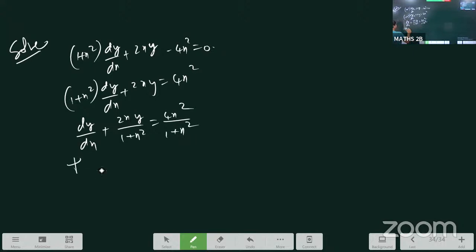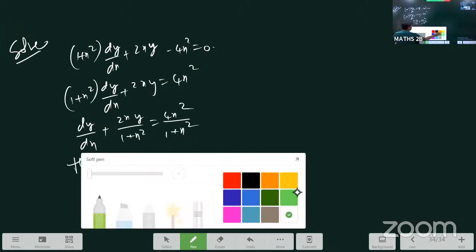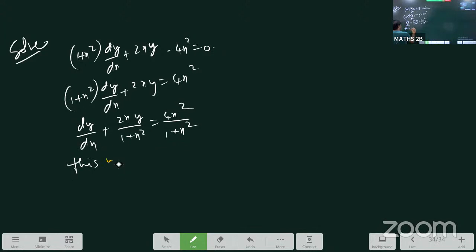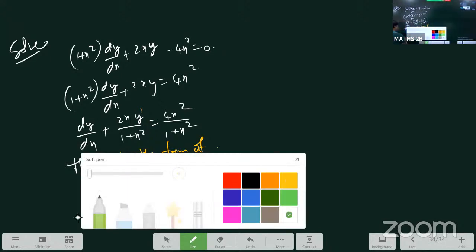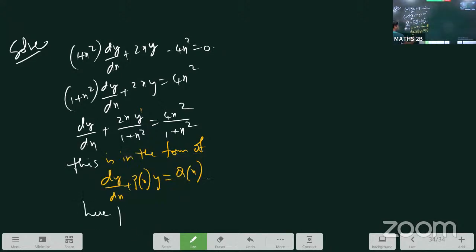Now this is in the form of dy by dx plus p of x into y, see y power 1 only, equal to q of x. So here your p of x is 2x by 1 plus x squared. Your q of x is 4x squared by 1 plus x squared. Okay. Now integrating factor.